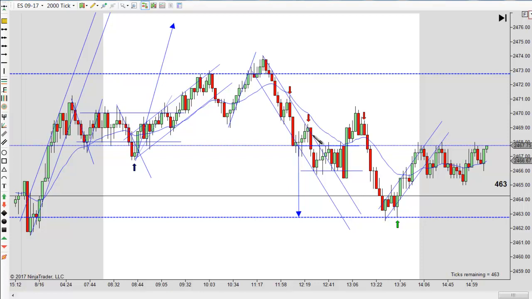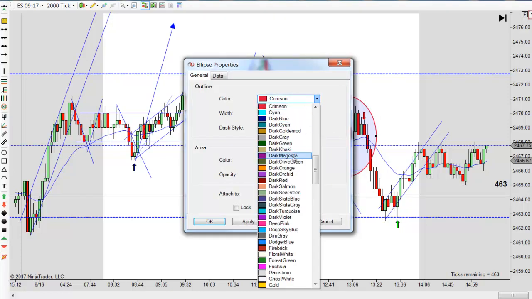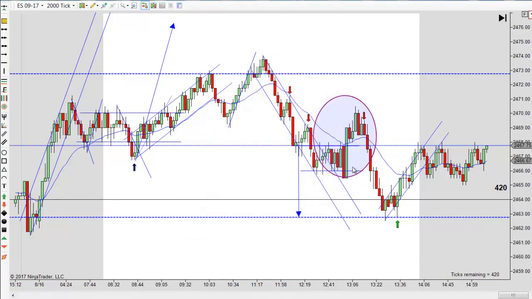I marked it, but really anything from about noon onward till the volatility settles down. That's not real volatile, but you just need to be careful in there. I'm going to go ahead and mark it. That's when the FOMC news came out.